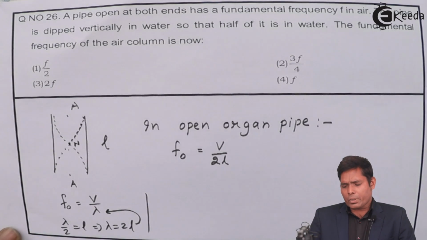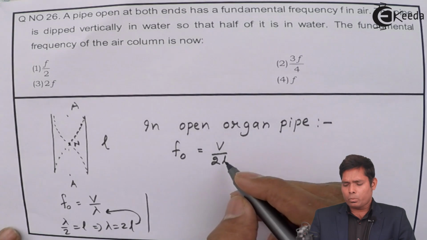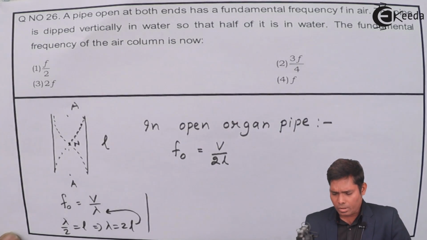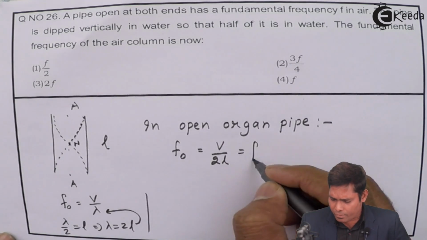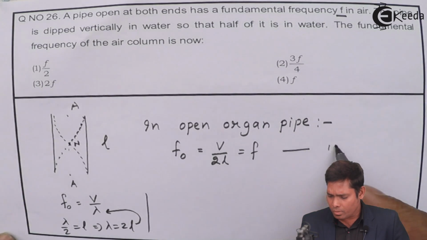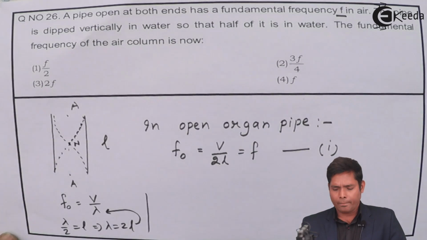So the fundamental frequency in an open tube is V upon 2L, where V is the speed of sound and L is the length of the tube. In the question, this is given as F. This is the first equation that we are getting.